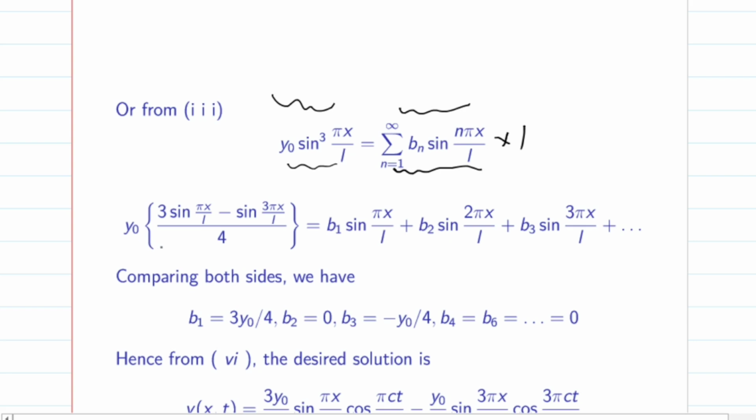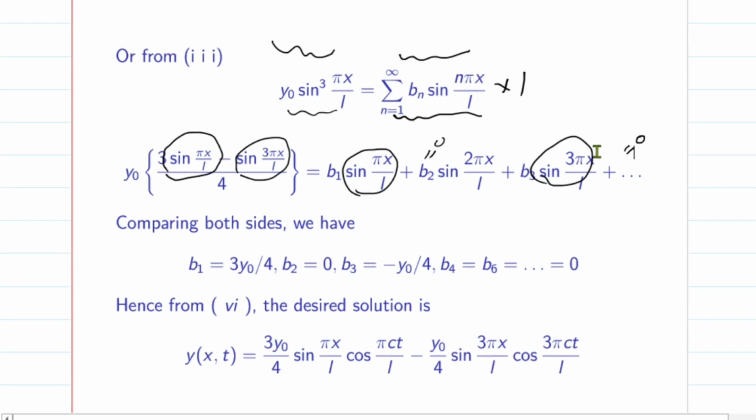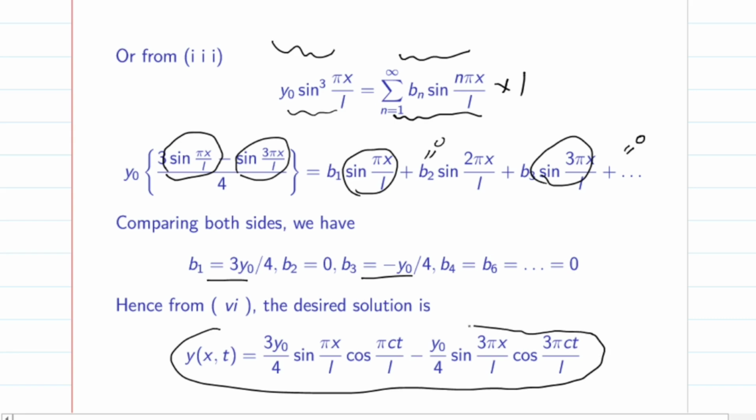So we take that and compare. Comparing the coefficients, sin(pi x by l) here and also sin(pi x by l) there, sin(3 pi x by l) here and also sin(3 pi x by l) there. Other terms we expect to be 0. So when comparing we get only the terms b1 and b3, the other terms are 0. So finally y of (x, t) is equal to the b1 term plus the b3 term, the rest all 0. This is the final solution.